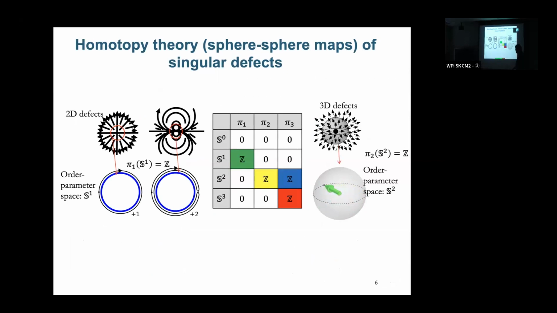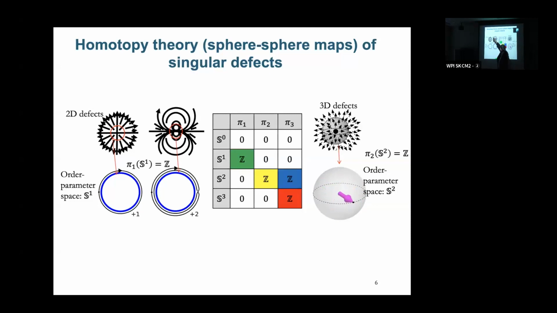We just had a table, but I can show you specific examples. For example, in 2 dimensions, if I have a unit vector field, we saw that the order parameter space for that was a circle, which is an S1 sphere. And if I have a singular defect like the one you see here, you can characterize the field configuration around it by encircling it with another circle, or S1 sphere.